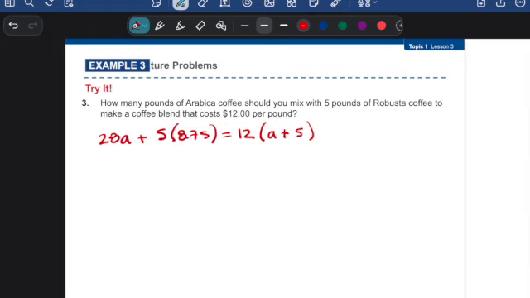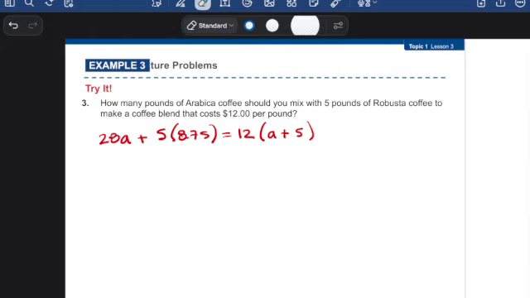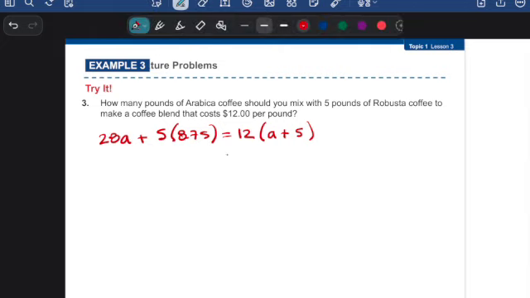Same thing, we're going to just distribute and solve for A. Okay, so if I distribute the 12, I get 12A plus 60. Okay, 5 times 8.75 is 43.75.